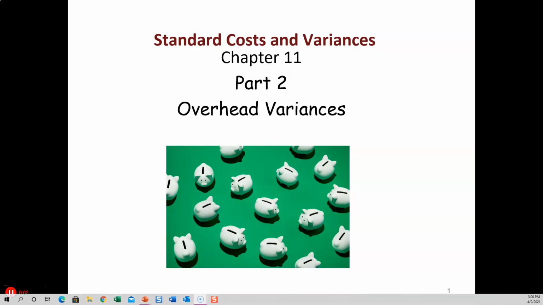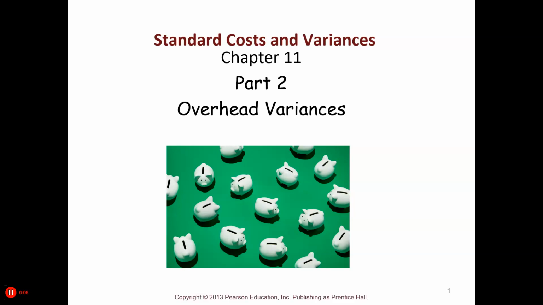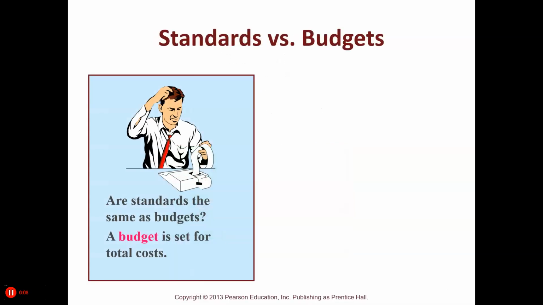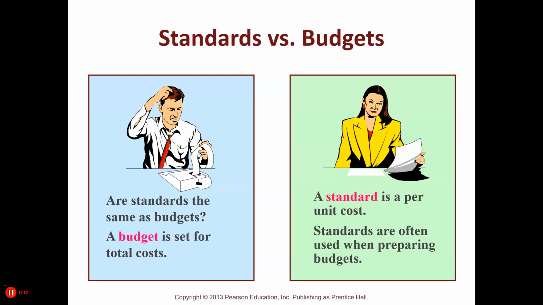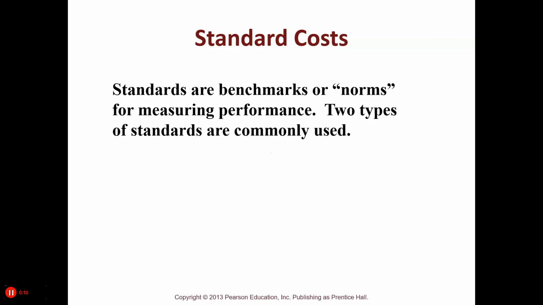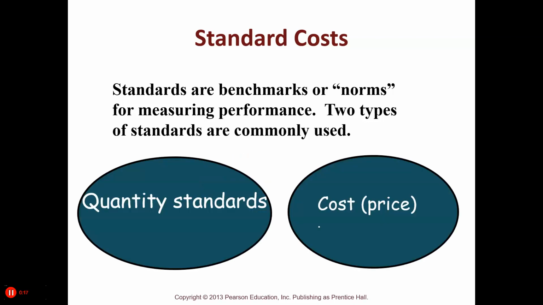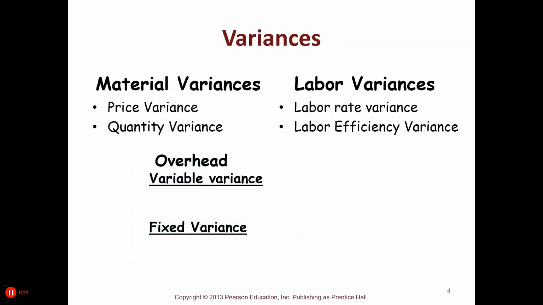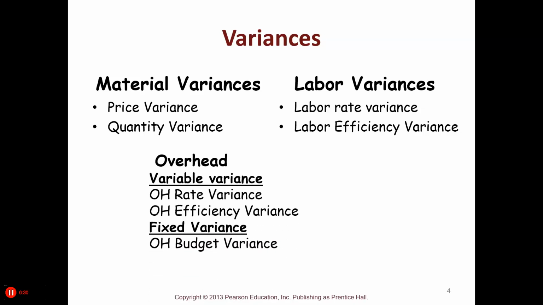Standard Costing, Chapter 11. This is Part 2, and we're going to go over the overhead variances. Again, we're looking at a budget for one unit, and we're going to evaluate quantity standards and cost. We've already talked about material and labor variances in Part 1, and now we're going to talk about overhead rate variance, efficiency variance, and budget variance and volume variance.